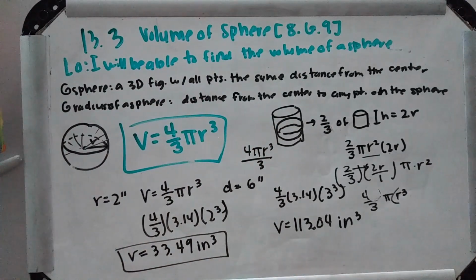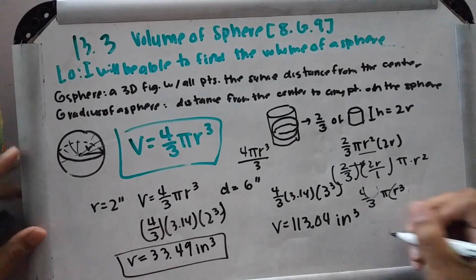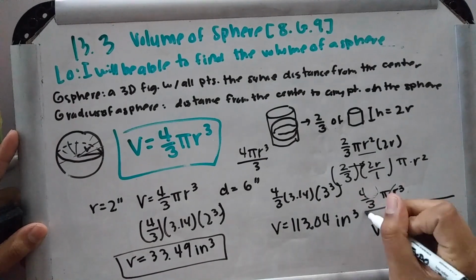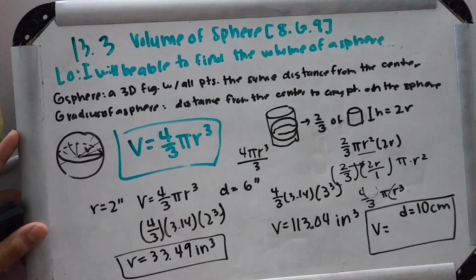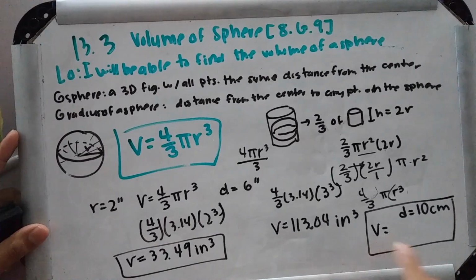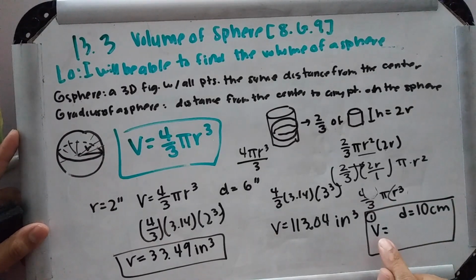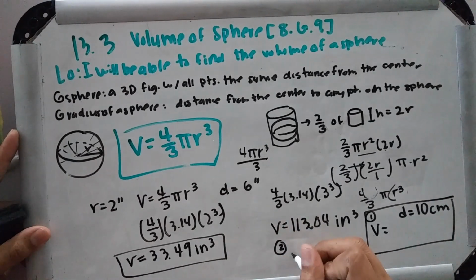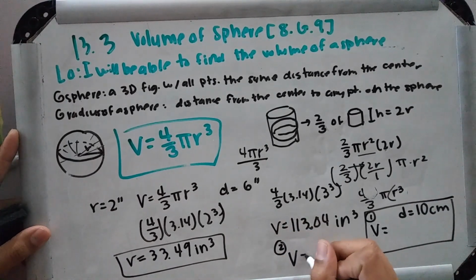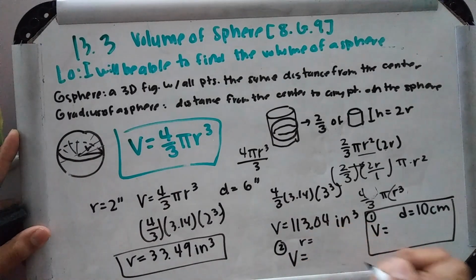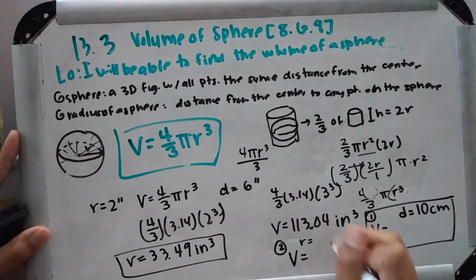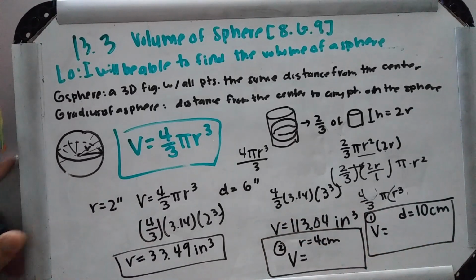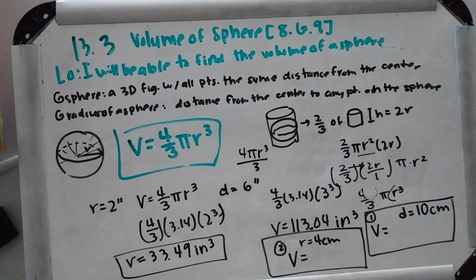Okay, let me give you one to do. Go ahead and give me the volume of a sphere with a diameter of 10 centimeters, and then give me the volume of a sphere with a radius of 4 centimeters. Be careful. Remember, you cannot use diameter in the formulas. You have to use the radius.